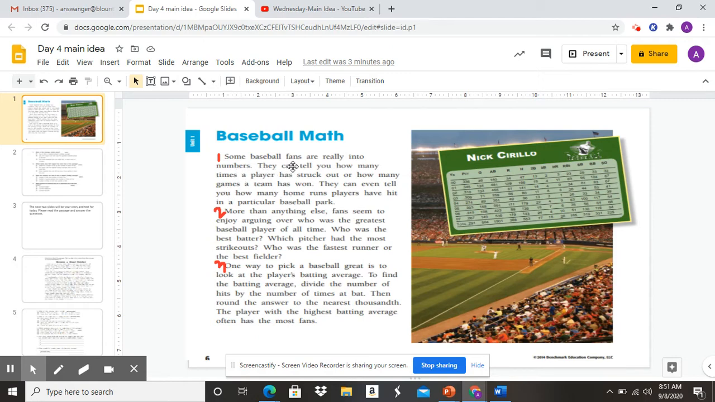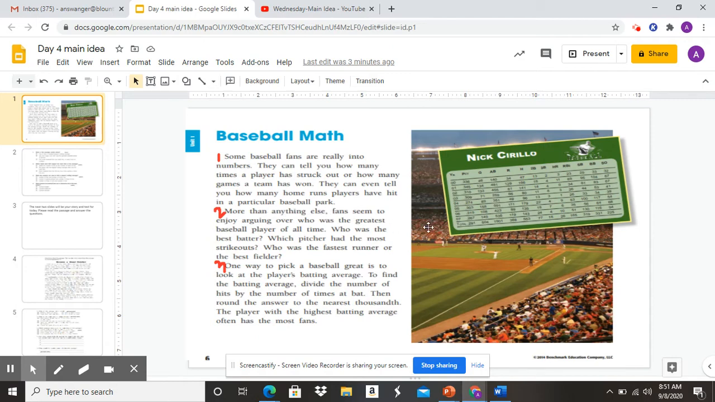Some baseball fans are really into numbers. They can tell you how many times a player has struck out or how many games a team has won. They can even tell you how many home runs players have hit in a particular baseball park.